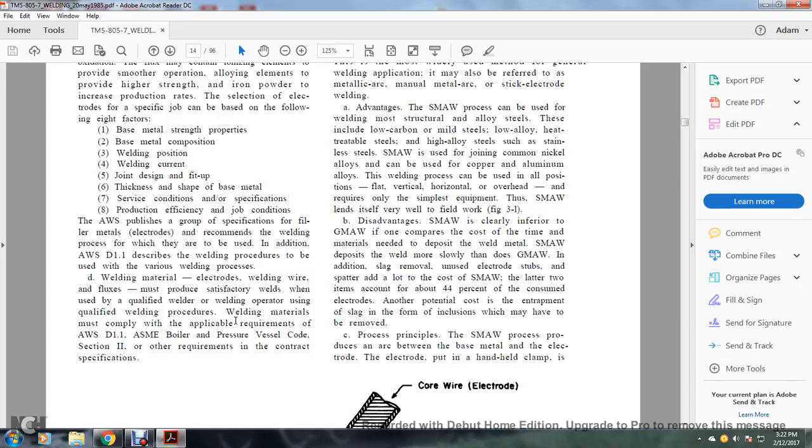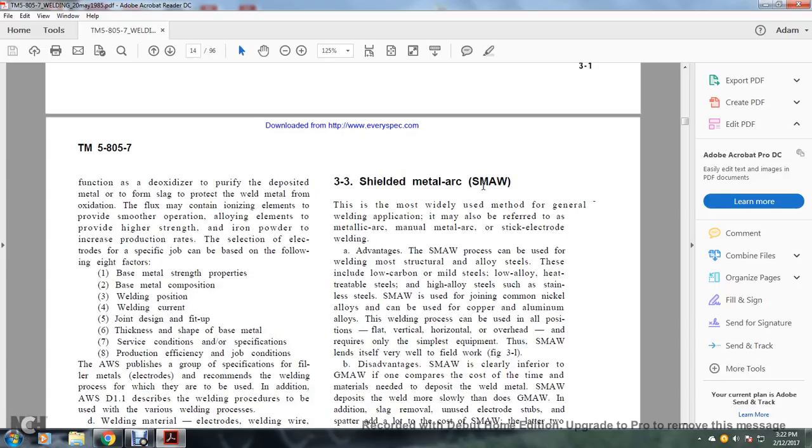Welding materials must comply with the applicable requirements of the American Welding Society D1.1, the American Society of Mechanical Engineers Boiler and Pressure Vessel Code, Section 2, and the requirements in the contract specification. 3.3 Shielded metal arc welding, SMAW. The most widely used method for general welding application may be referred to as metal arc, manual metal arc, or stick electrode welding.